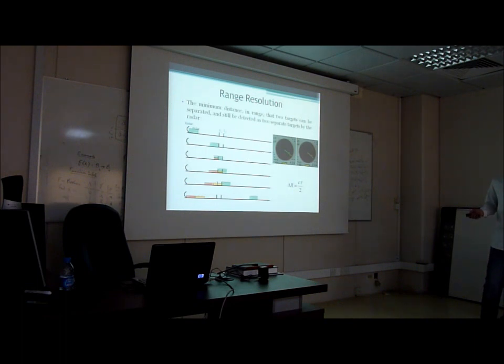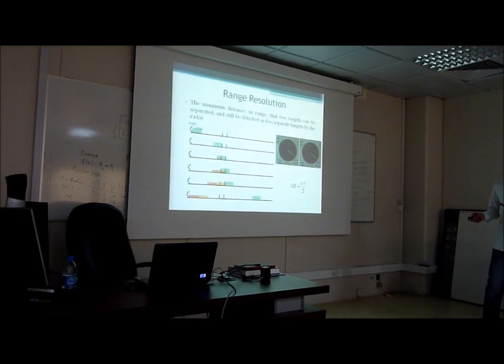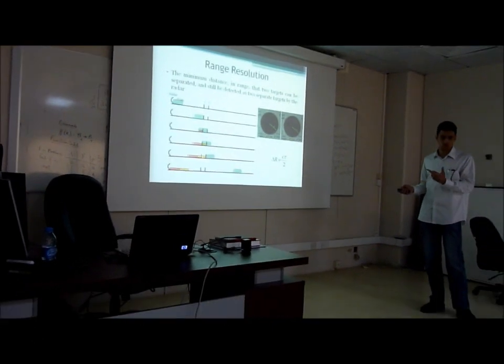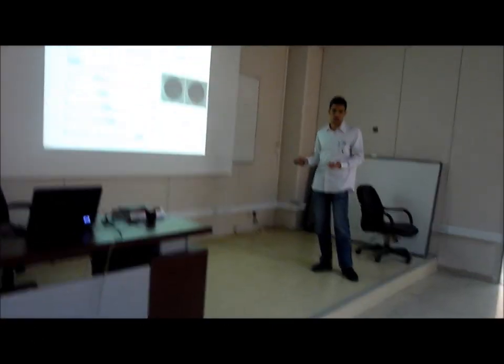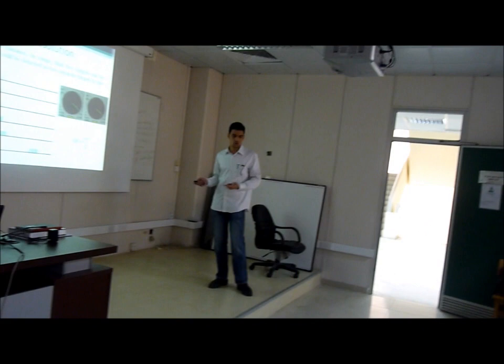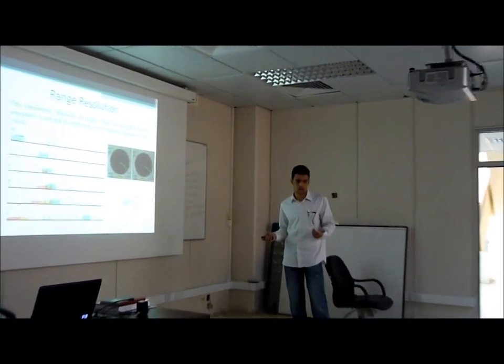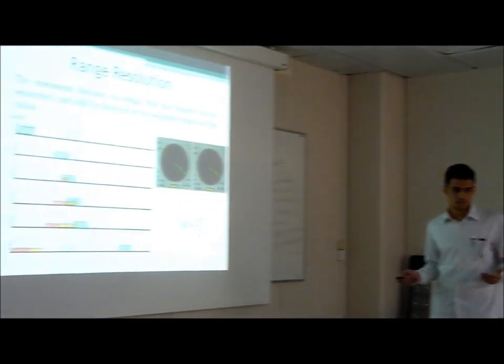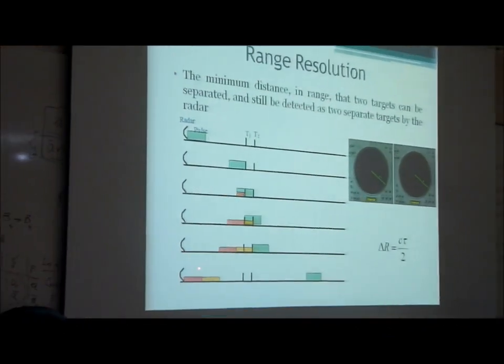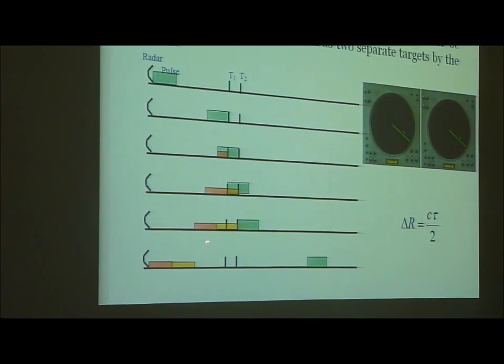different targets. To solve this problem, the range resolution is equal to c tau by 2, which is this distance. So the targets should be separated by more than this distance to be detected as two different targets. Usually, if you are dealing with aircraft and these things, it's in meters, 2-3 meters. But when you deal with smaller items, it can go to half meters sometimes.